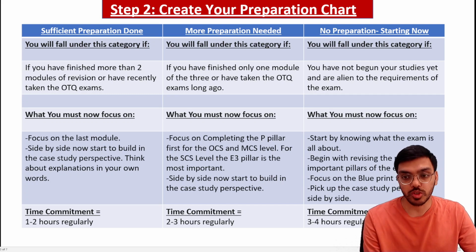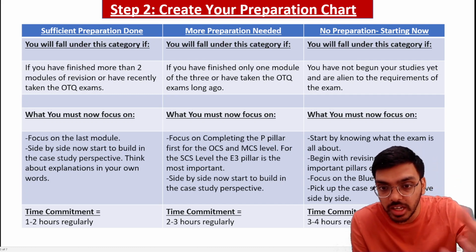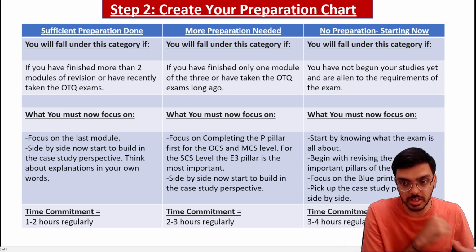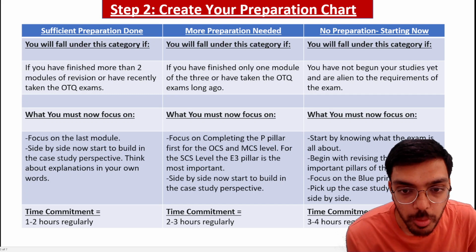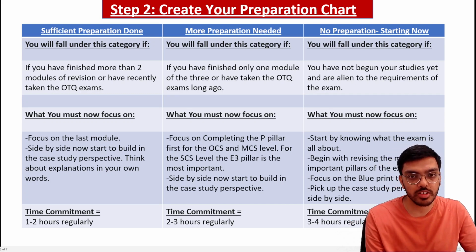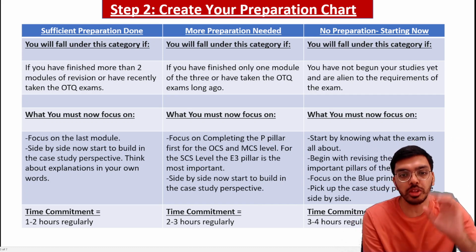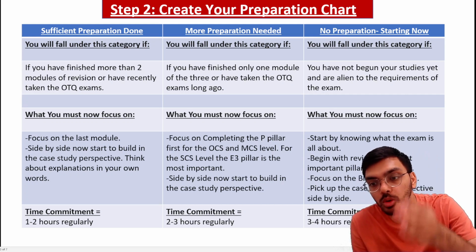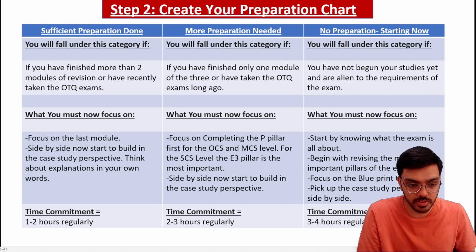What must you focus on then? Because the focus then has to be more strategic, more tactical, because limited time. So more effort, obviously, but very directed effort. So my suggestion over here is, if you finished only one module, for the OCS and the MCS, you must focus on the P pillar. P1 for OCS, P2 for MCS is the most important pillars.